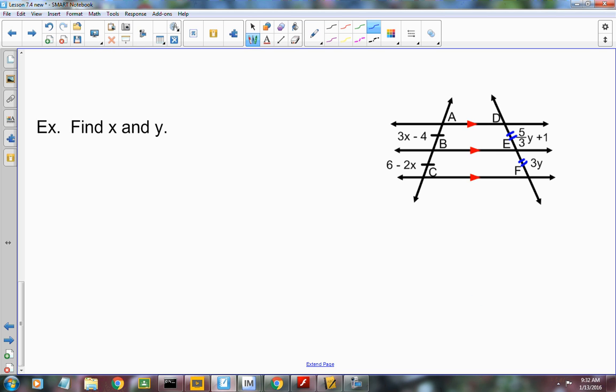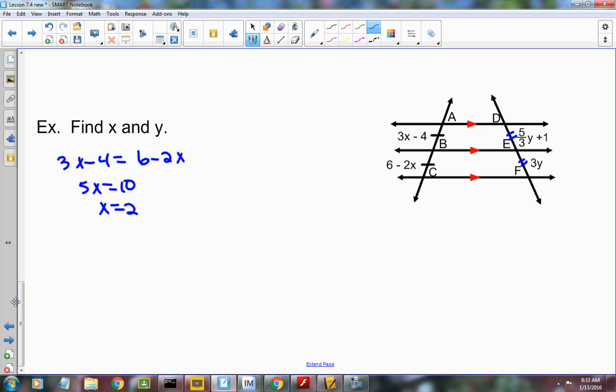So what would we do to find x? Set those two equal parts equal to each other, right? Those two congruent parts. So we would do 3x minus 4 equals 6 minus 2x. And so that gives me 5x equals 10. And so x is 2.